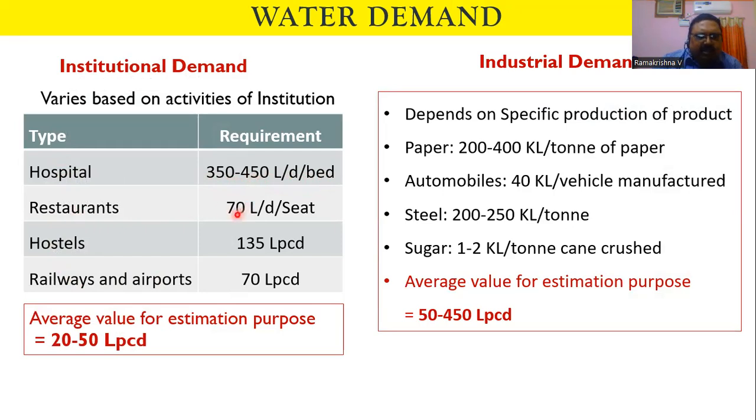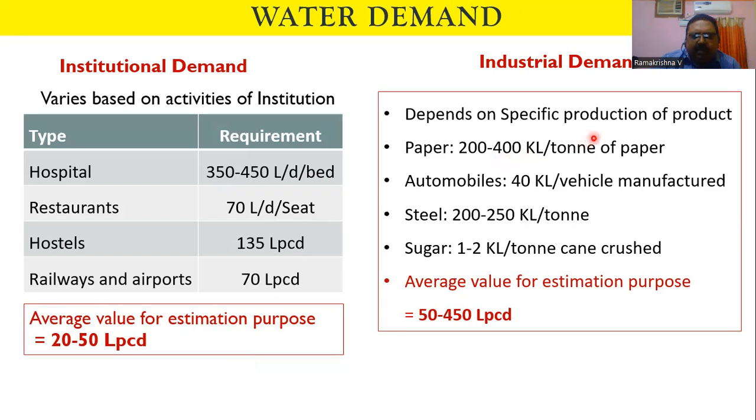For restaurants, similarly, 70 liters per day per seat is expected. Hostels are similar to residential demand, 135 LPCD. Railways and airports, here also around 70 LPCD is expected for bare minimum facilities at railways and airports where water requirement is there. But because the amount of water demand is varying, we need to have some average value for estimation purposes. So the average value, you can take it as 20 to 50 LPCD based on some timelines and estimates and approximations.